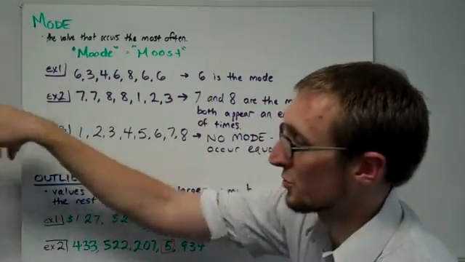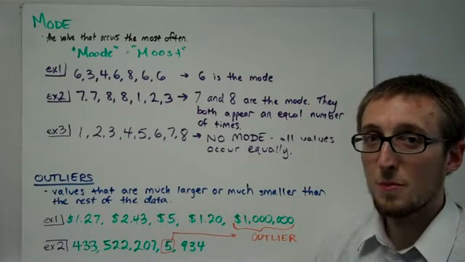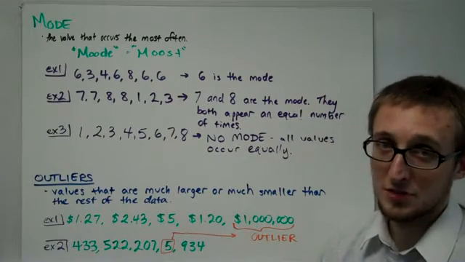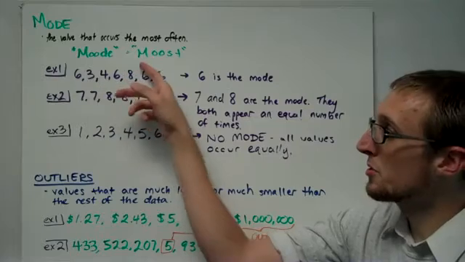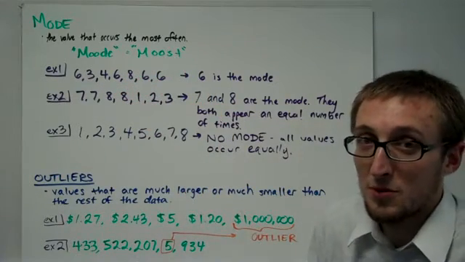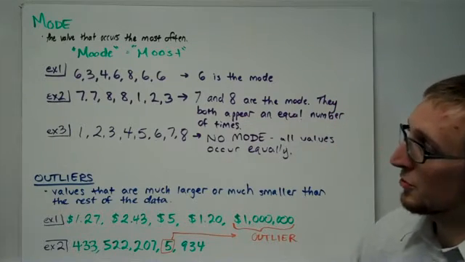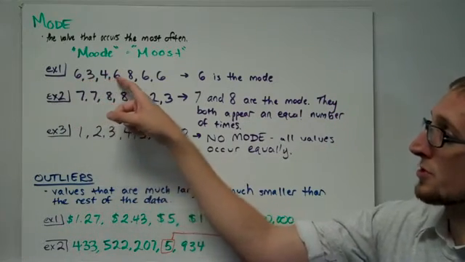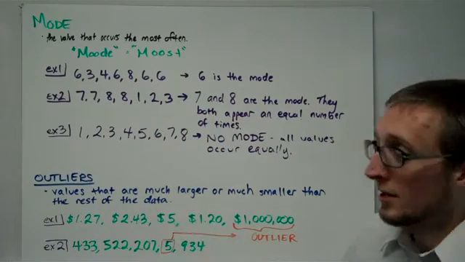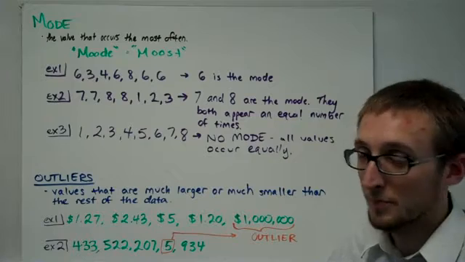The next measure of central tendency is the mode. It's the value that occurs the most often. So you can think of mode, most. Mode, most. Easy to remember. I know it's corny, but it works. So take a look at a few examples. If we have a list, 6, 3, 4, 6, 8, 6, 6. 6 is the value that occurs the most often, so 6 is the mode.